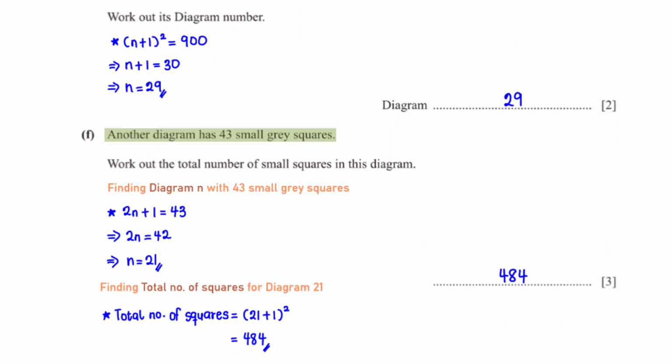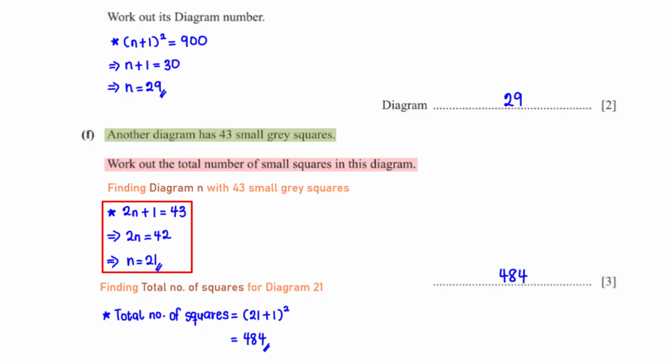Another diagram has 43 small gray squares. Work out the total number of small squares in this diagram. First, we need to find the diagram that has 43 small gray squares. The number of small gray squares in diagram n is 2n plus 1. So we equate 2n plus 1 to 43. When we subtract 1 from both sides, we get 2n equals 42. And when we divide both sides by 2, we get n equals 21. So now we know diagram 21 has 43 small gray squares.